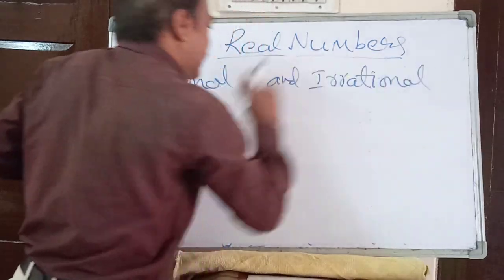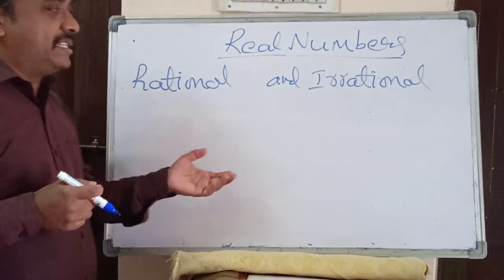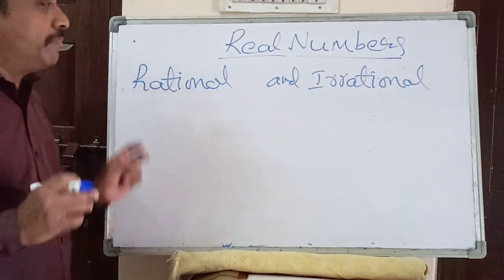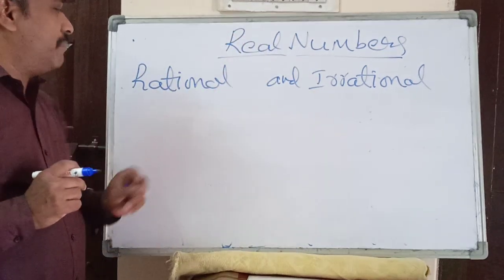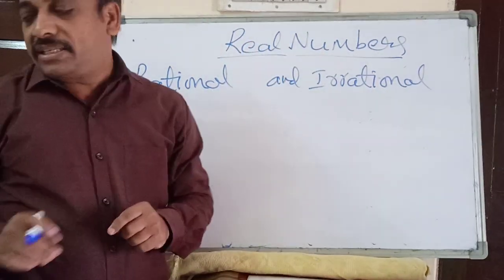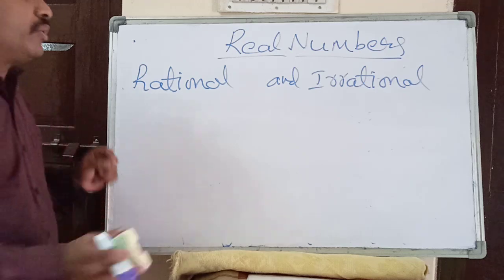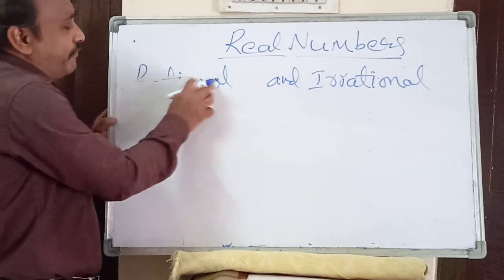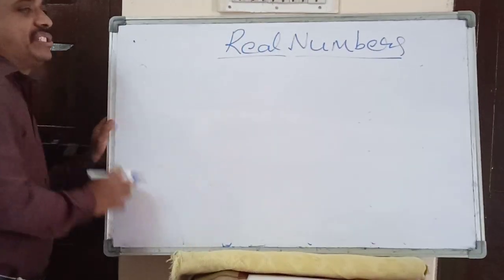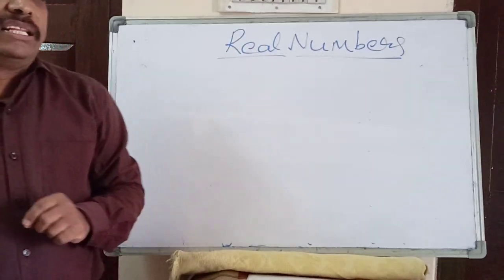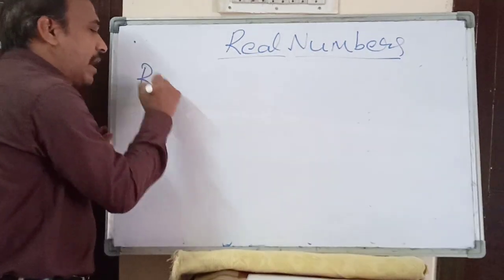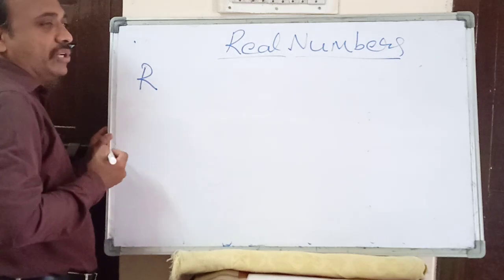In this you have natural numbers, whole numbers, integers, rational numbers in P by Q form, and numbers which cannot be expressed in P by Q form. Everything comes under real numbers. So in this topic, real numbers, we are going to find some new topics: Euclid's division lemma and Euclid's division algorithm. The set of real numbers is denoted by R.